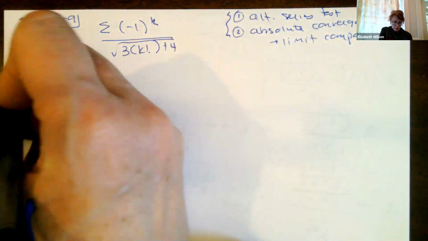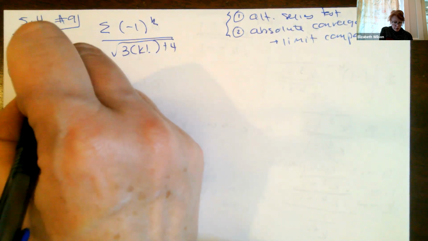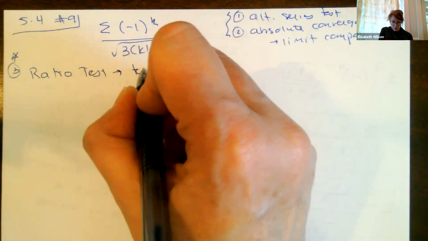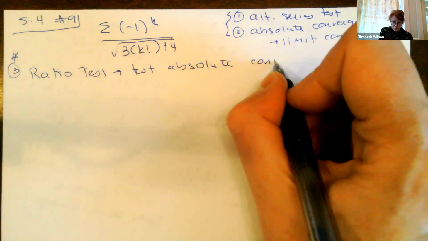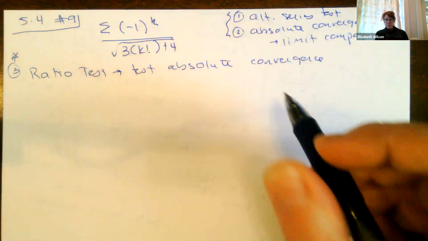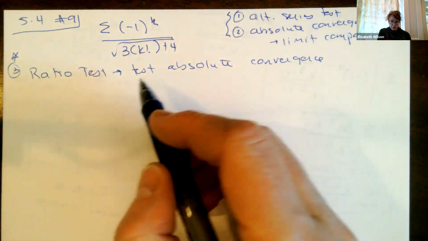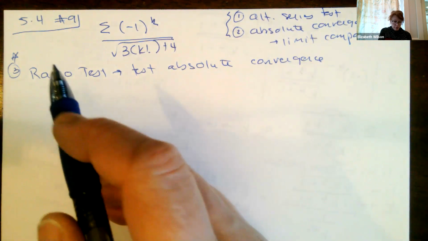Our best method, actually, we did this in office hours, was just showing it with the ratio test, because the ratio test is a test for absolute convergence. If it converges with the absolute value, then it's going to converge without it. So if we can show that it converges with the ratio test, then I'm kind of one and done, right? So let's try it with the ratio test.